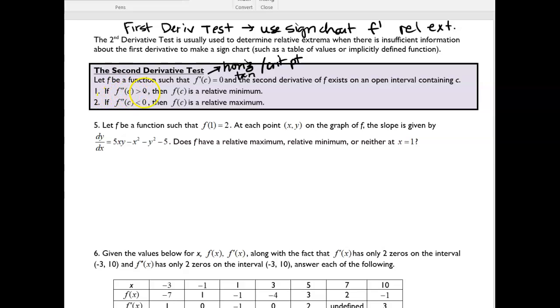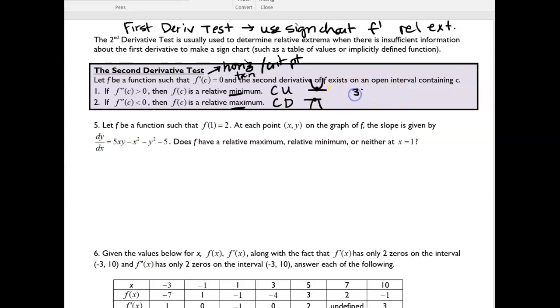If the second derivative is positive, that means my graph is concave up. So if my graph is concave up and I have a horizontal tangent, I have a relative minimum. If my second derivative is negative, then I have a relative maximum at that point. So negative means concave down. If I have a horizontal tangent and my graph is concave down, I have a relative max.